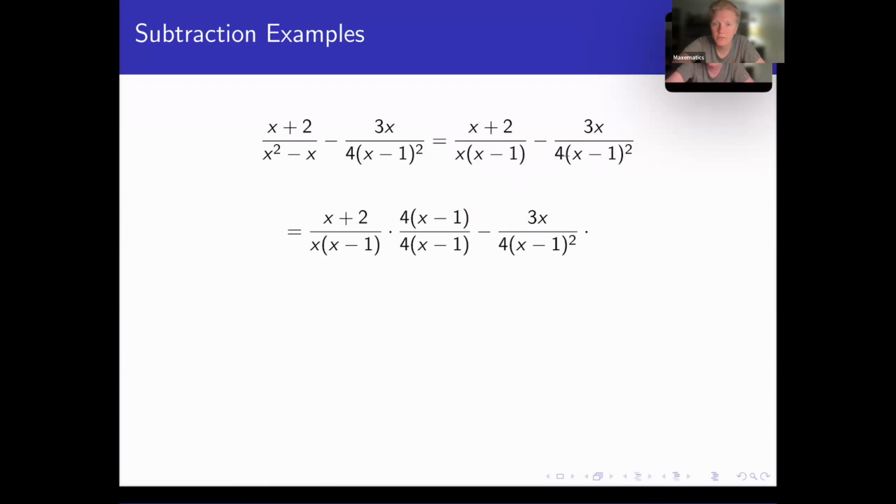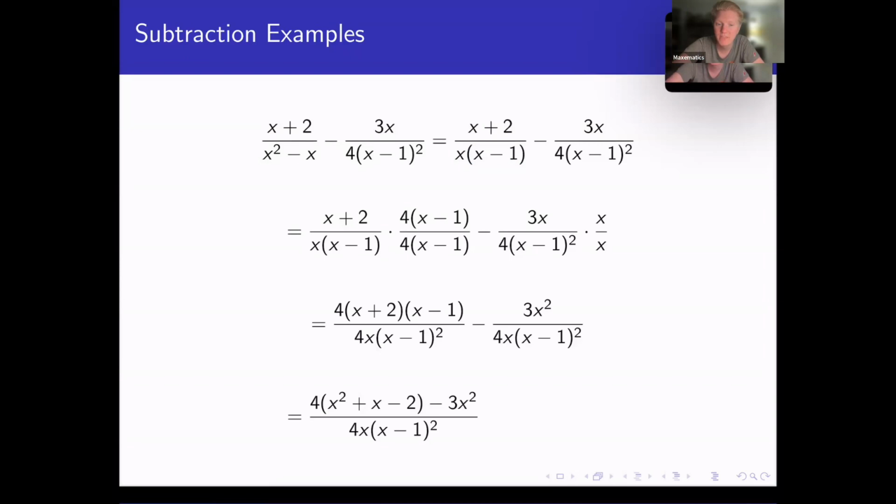Over here, well, the 4 is already there that we needed. This one already has 2 x minus 1's. Well, we don't need to add any more. But this one has an x, a single x variable. This one does not have that outside x. So just multiply by x over x. Multiply numerators and denominators across in each term. They now have the same denominator, so we can combine them. And now distribute and combine like terms.